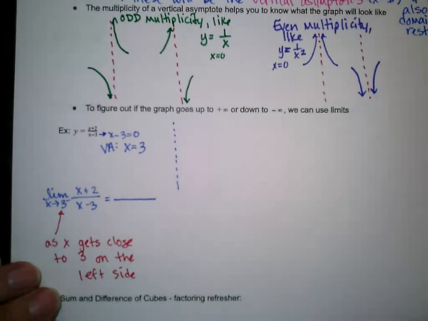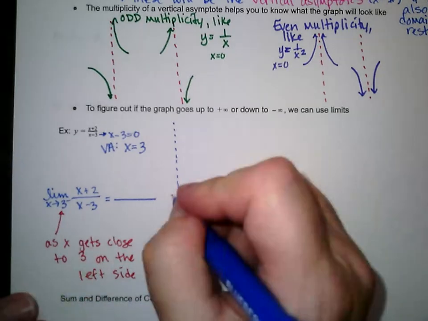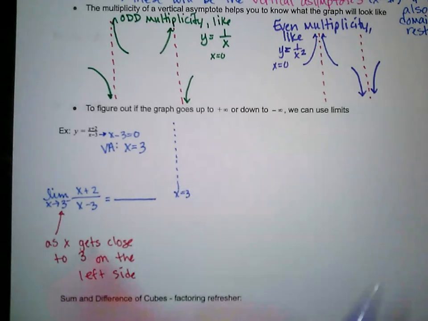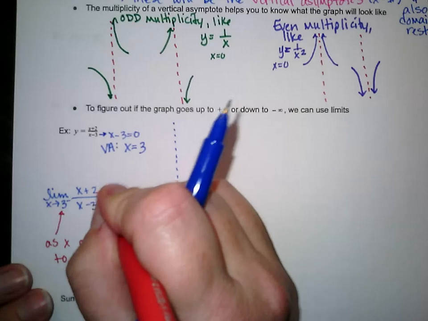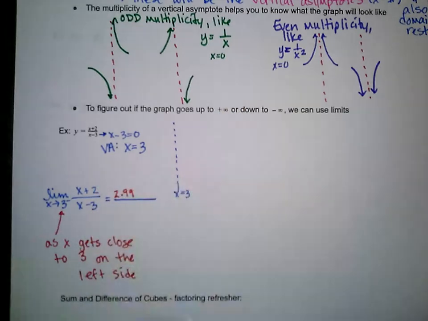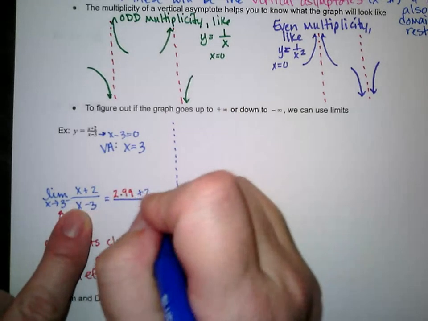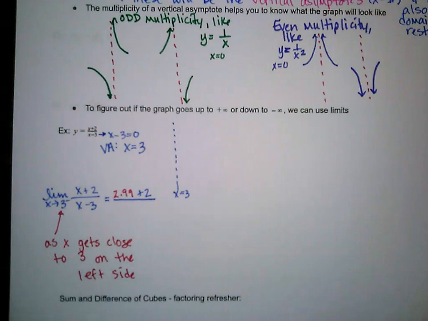With positive numbers, it's not too tricky. If this is our line x equals 3, then a little bit on the left-hand side would be like 2.99. So I'm just going to plug in 2.99 for x on both sides, for every time I see the x in there.